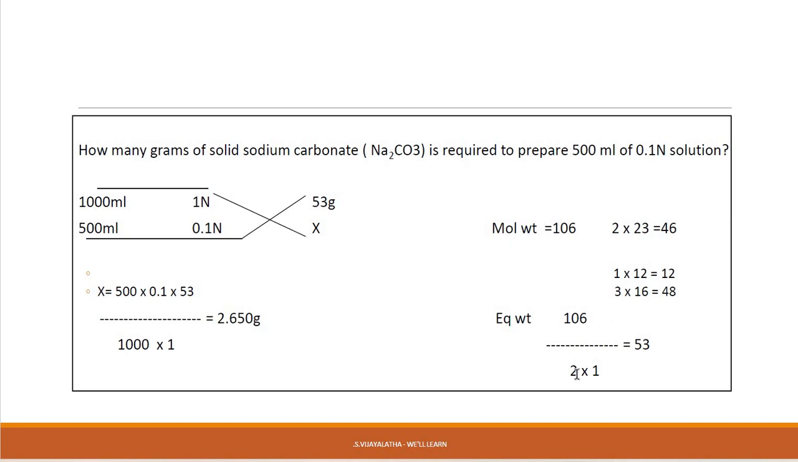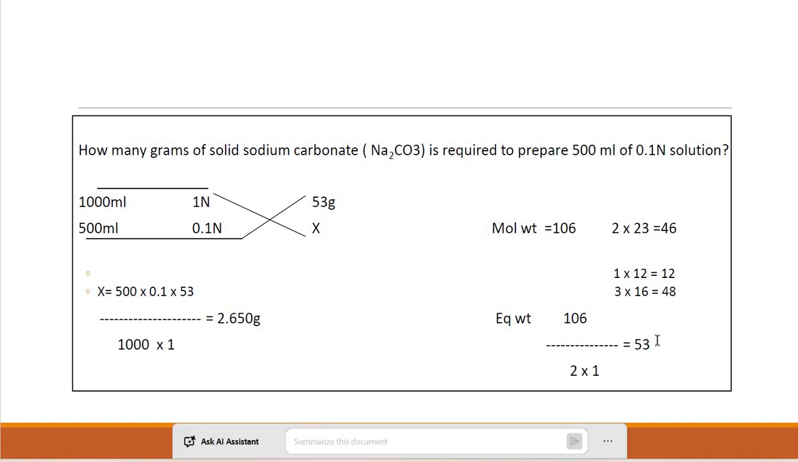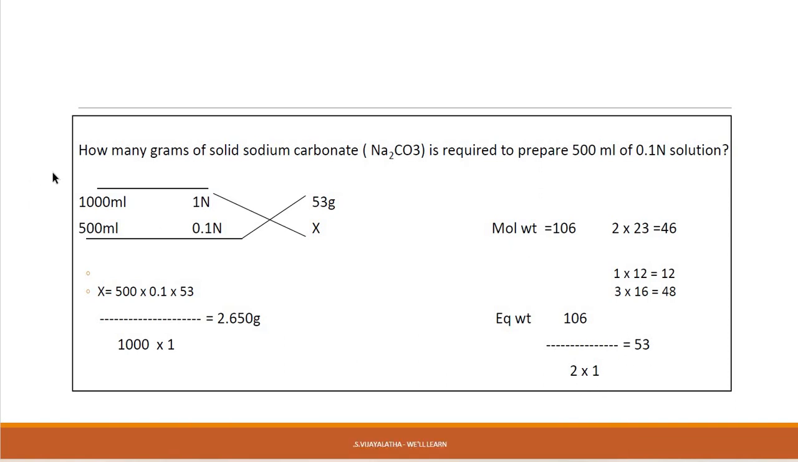And we have already seen it is the number of metal atoms into the valency of the metal. So the number of metal atoms is 2 and the valency of sodium is 1. So 2 into 1, the equivalent weight is 53. So 1000 ml of a 1 normal solution will correspond to 1 equivalent, which is the gram equivalent weight, 53 grams. We need 500 ml of a 0.1 N solution. So x will be equal to 500 into 0.1 into 53 divided by 1000 into 1, which is 2.65 grams.